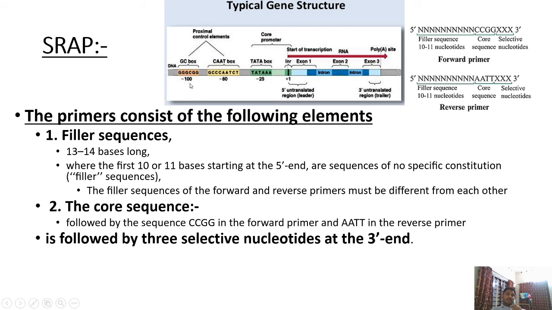So while we carry out the PCR reactions, we may get an amplified product starting from here to here. Sometimes this reverse primer may be designed to recognize these stop codon regions. If so, the forward may bind somewhere here and the reverse may bind somewhere here. Then you will get an amplified product starting from here to here.